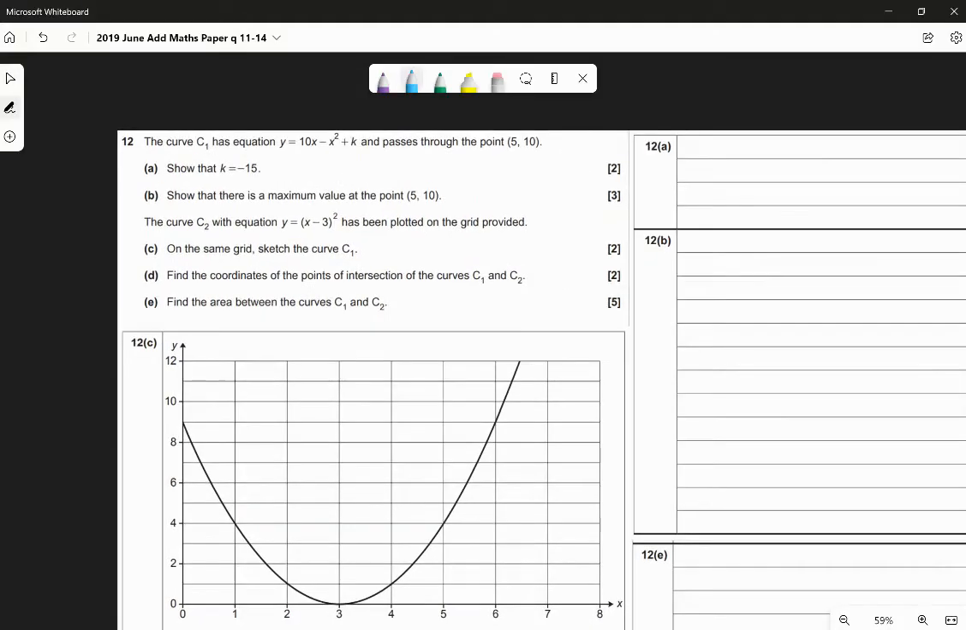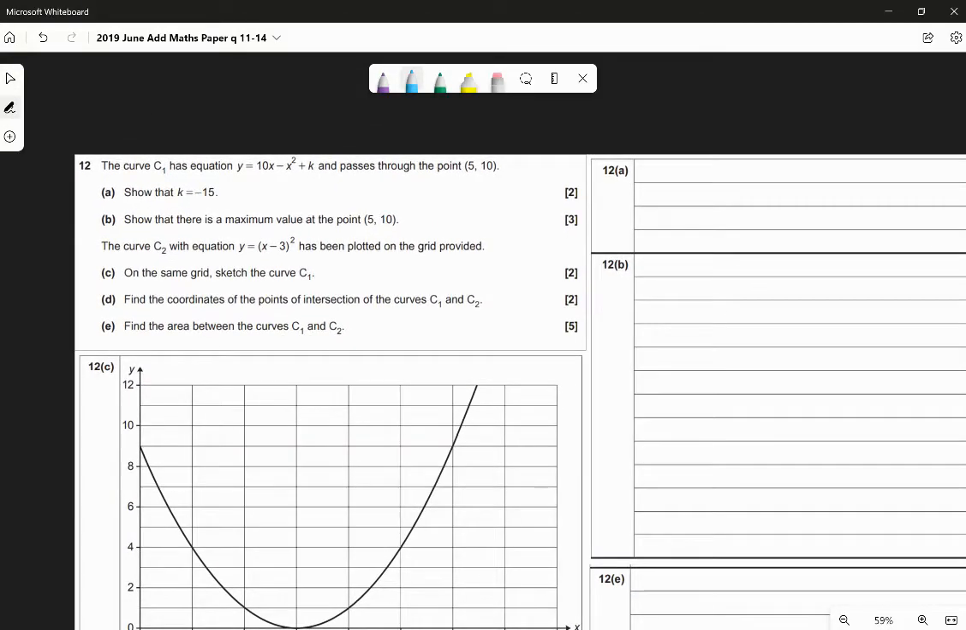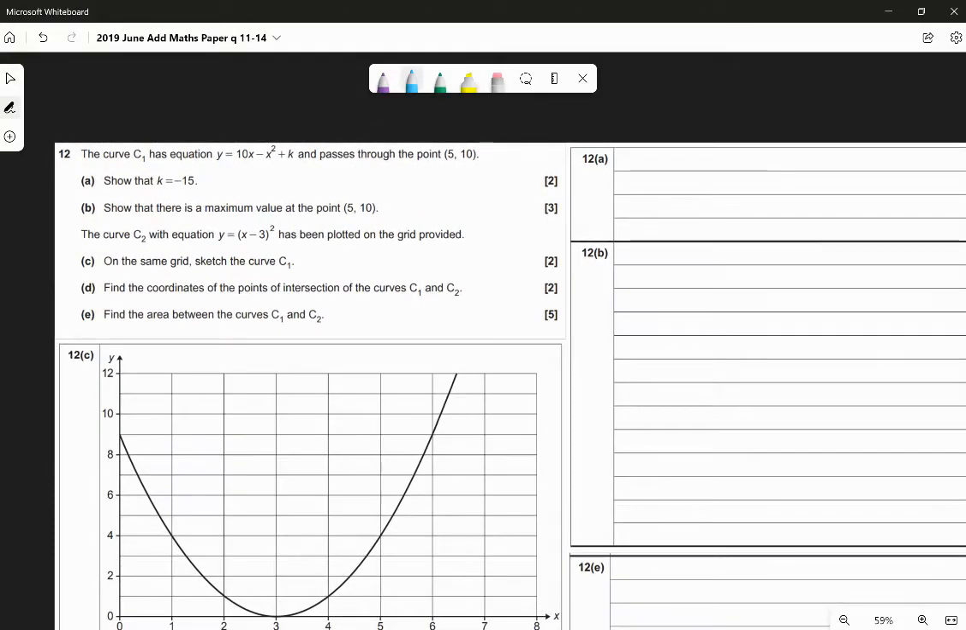So in this question, the curve C1 has an equation y equals 10x minus x squared plus k. So that's a negative quadratic, okay? And that curve passes through the point (5, 10). So a negative quadratic, we'll look something like this. So that's not this graph here.